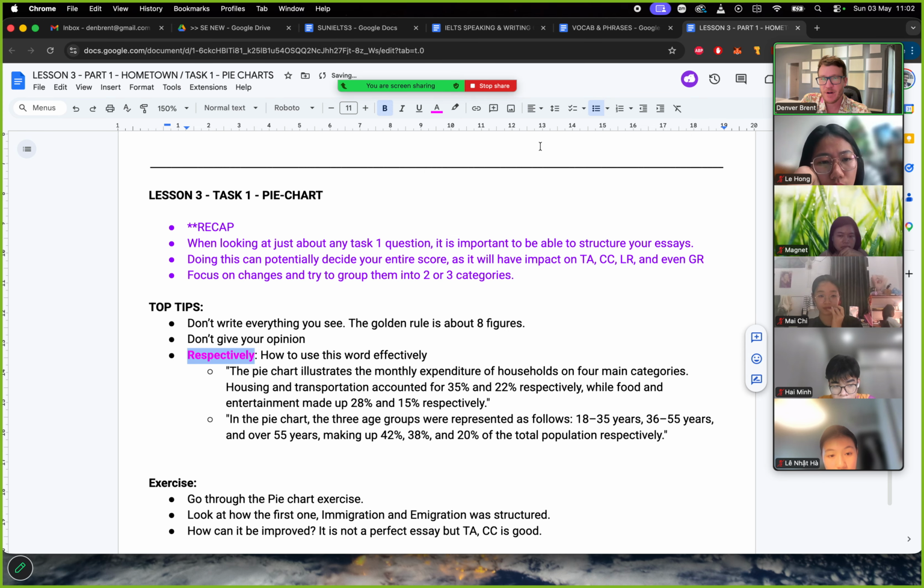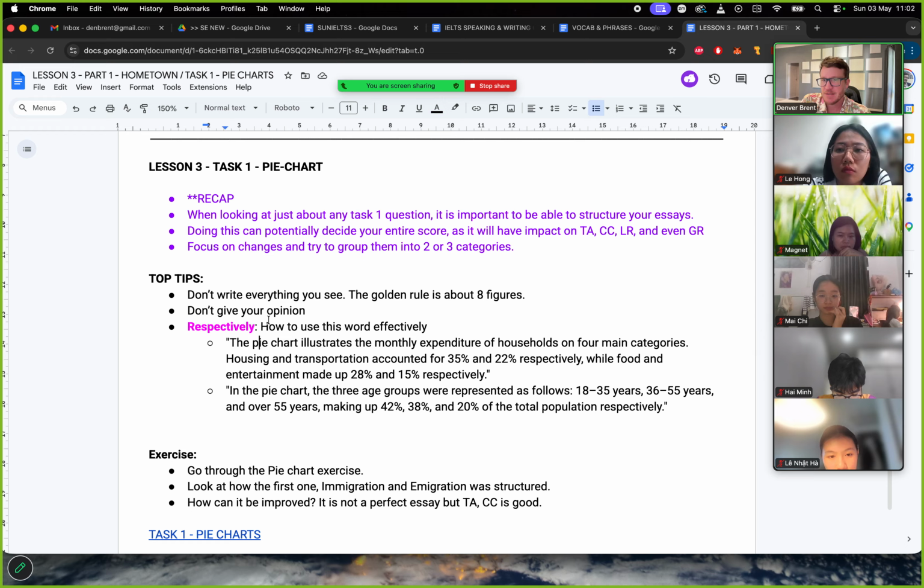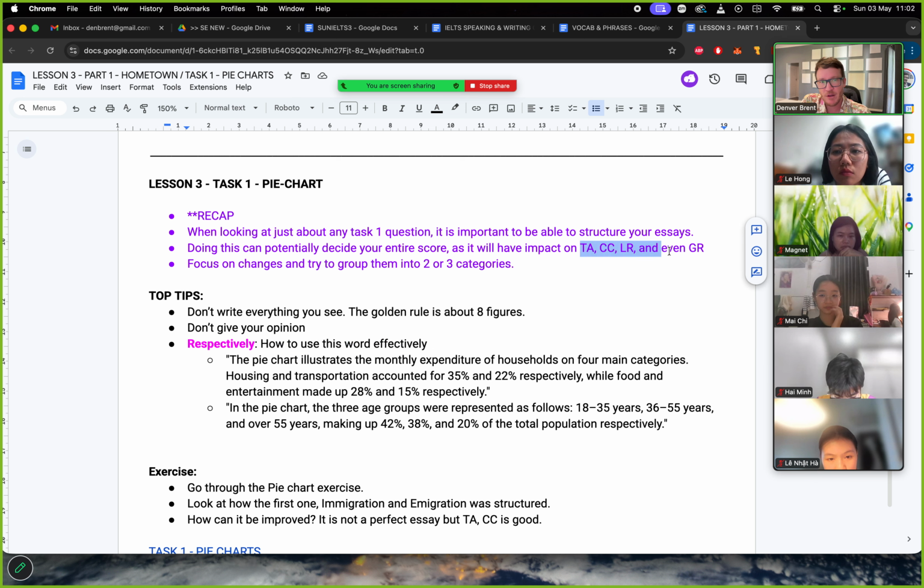This word here is very, very important. We will go through the cousin and brother and sister of this word, former and latter, later. But this word, it's a great word because it will get you points on all of this. Why does it do that? Because if you are using this word, respectively, it means you are understanding the task and you're able to group the information properly.